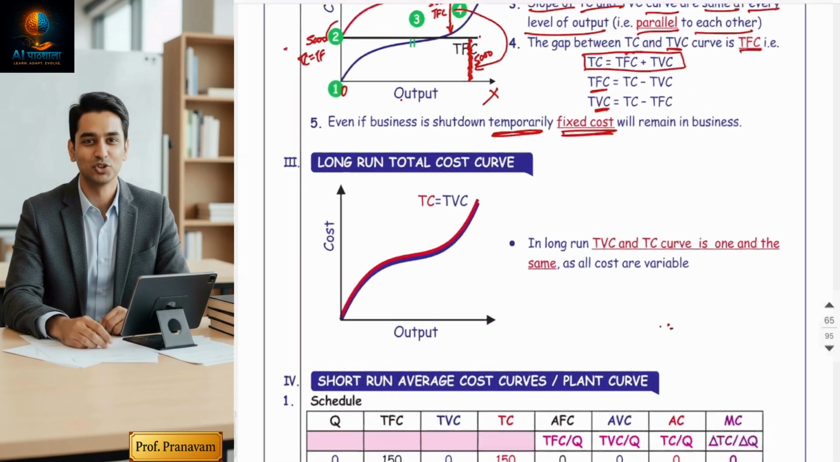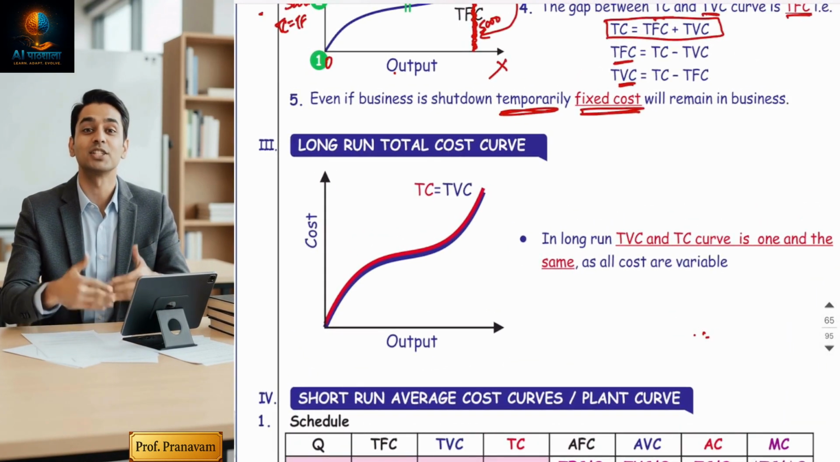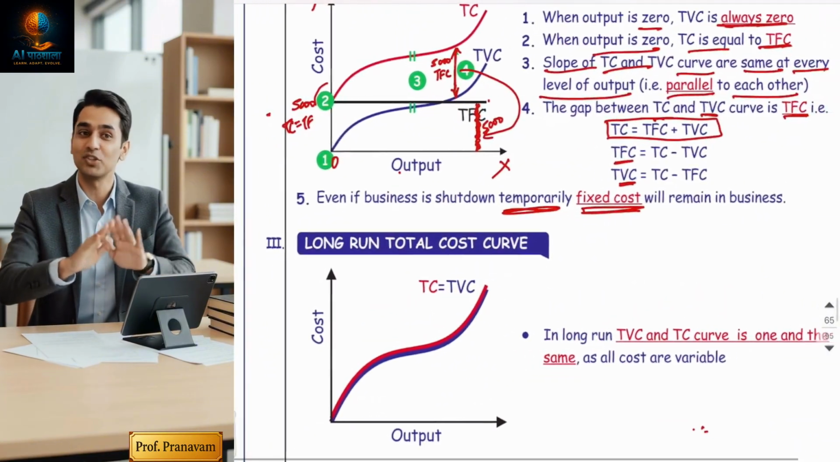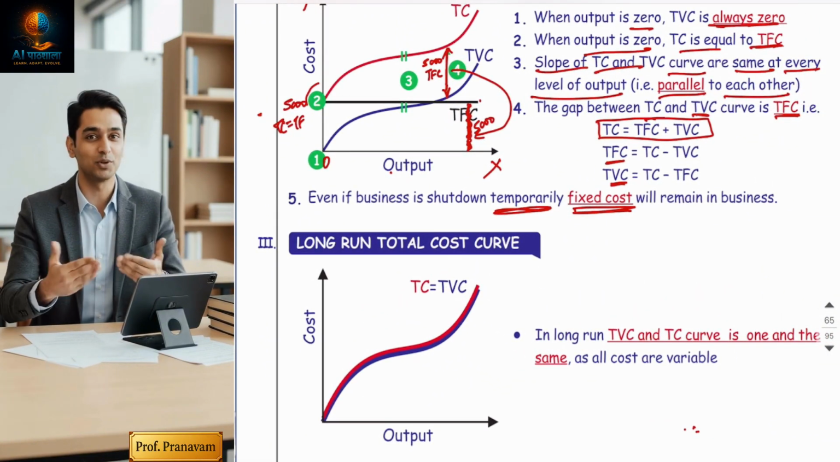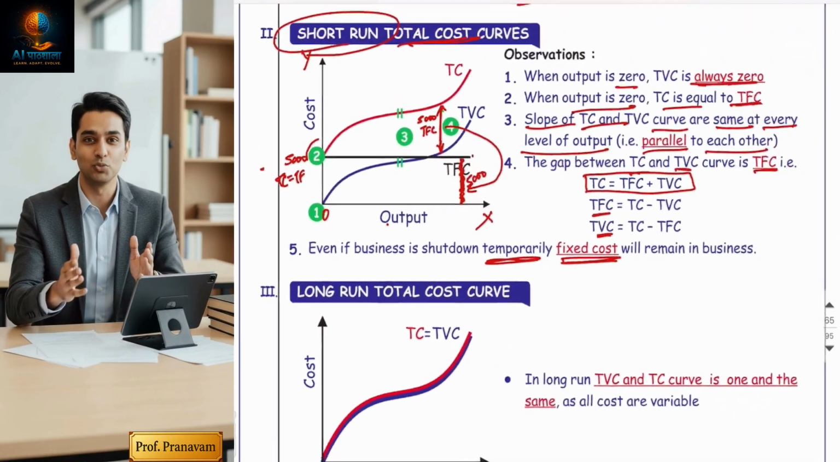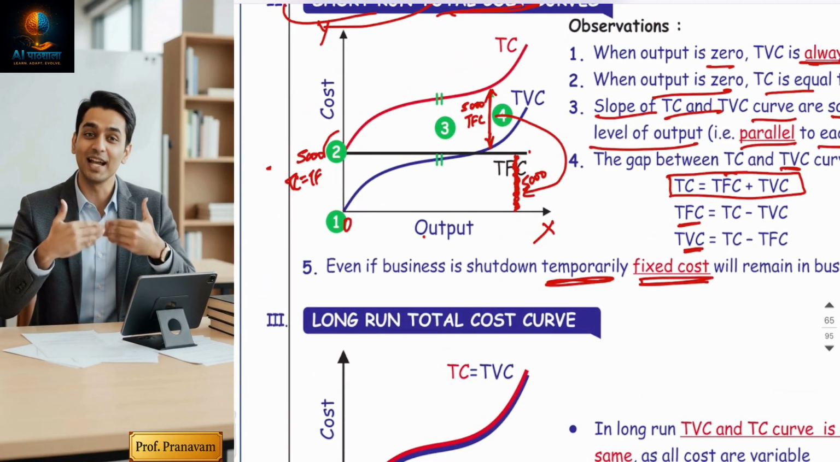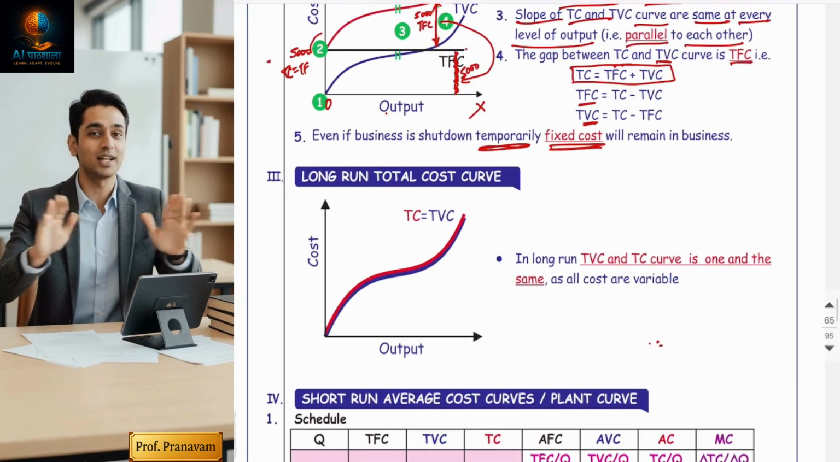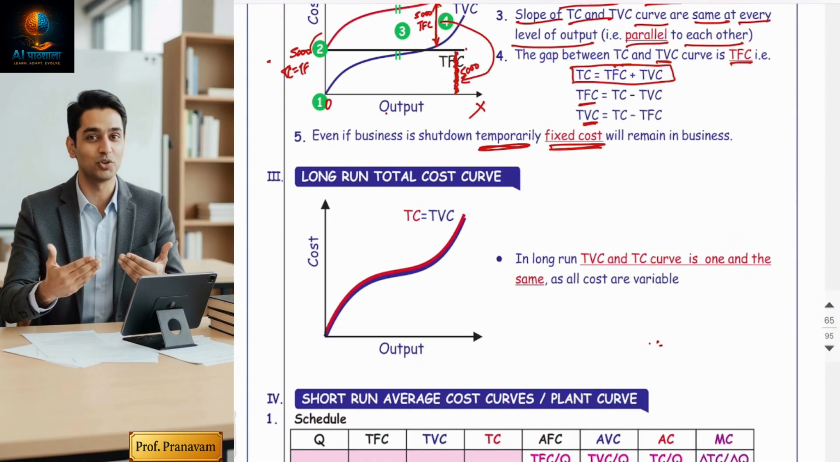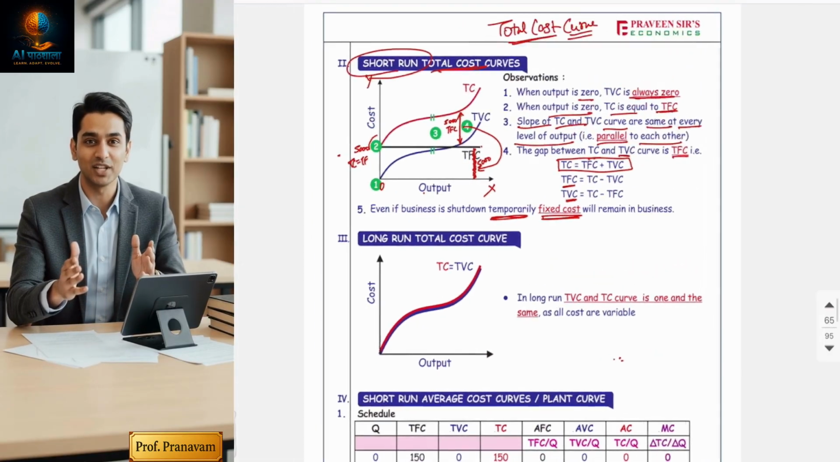Now, in long run, there is no fixed cost. Am I correct? So see, the diagram will remain exactly the same. How the diagram is created, please listen. For example, let's convert from short run to long run. First line is the black line, total fixed cost. Will the total fixed cost horizontal line be there in long run? No, because in long run fixed cost is not possible.